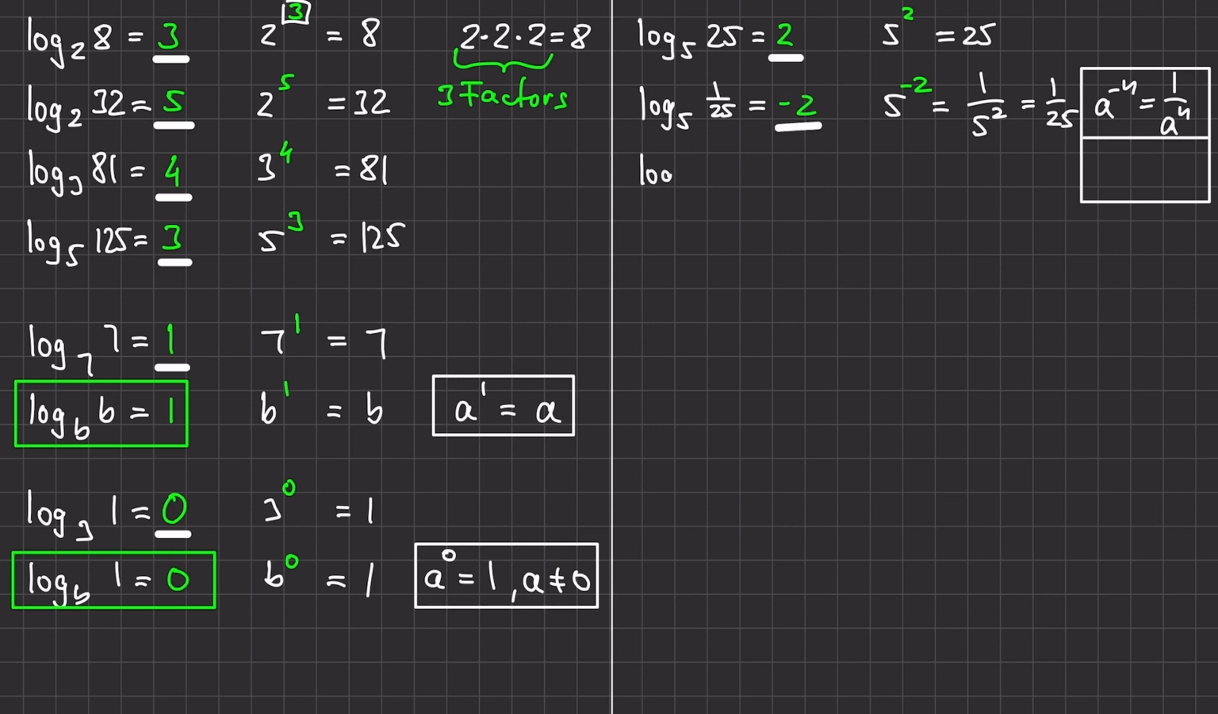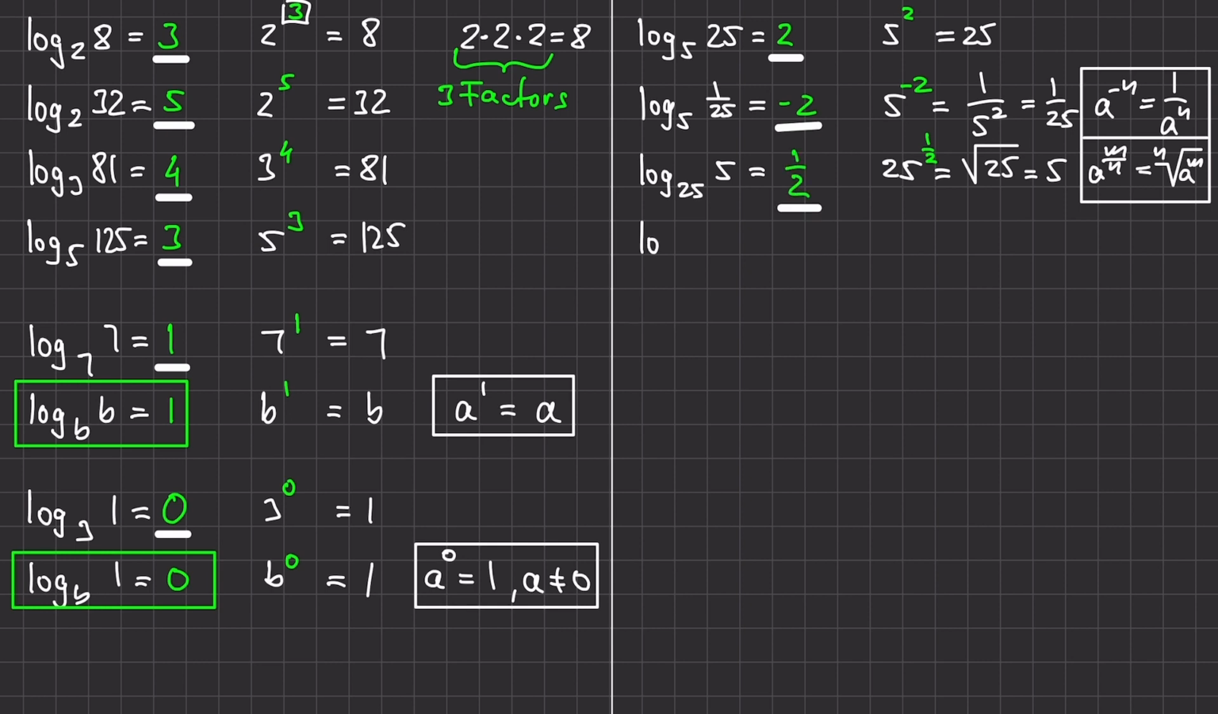What is log base 25 of 5? So 25 to what power gives 5? Recall that a raised to m over n equals the nth root of a raised to m. So we can write 25 raised to 1/2 as the square root of 25, which is 5. So log base 25 of 5 equals 1/2.